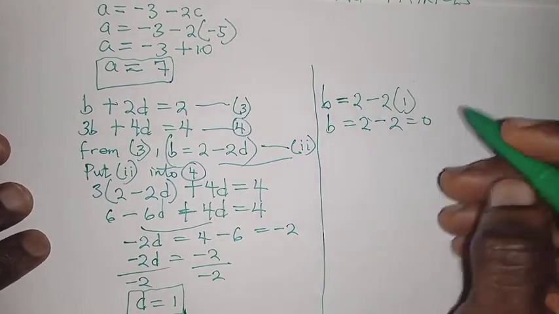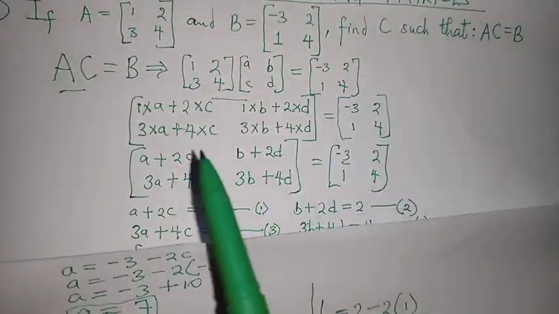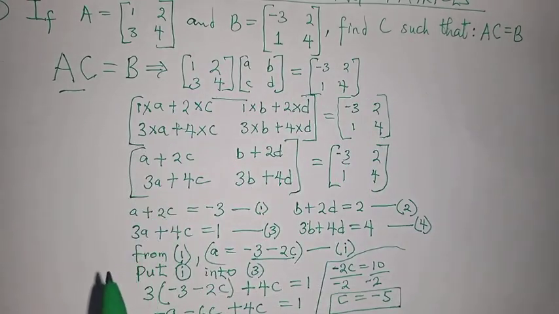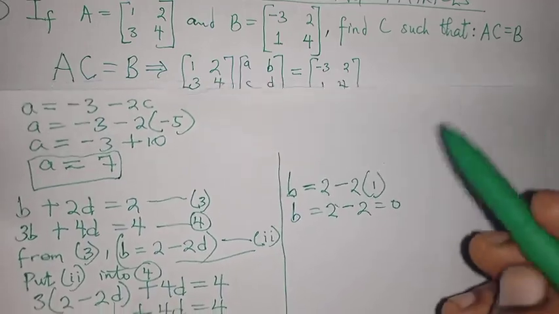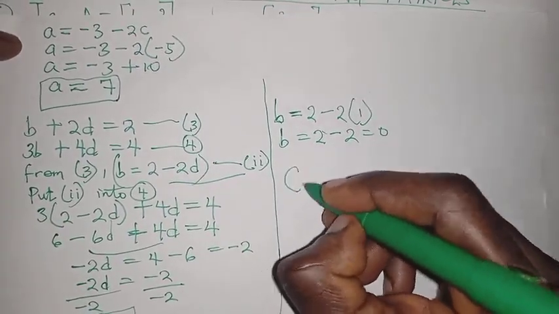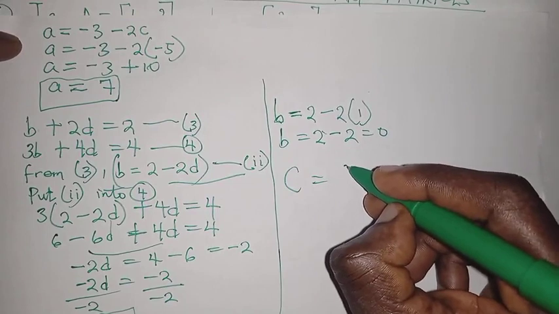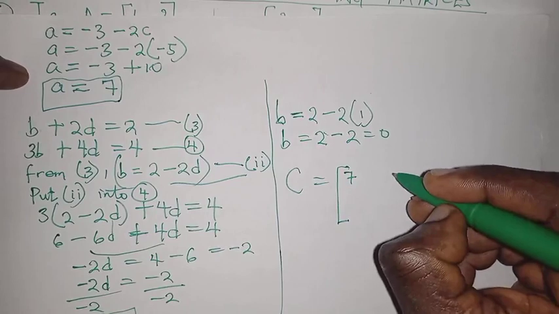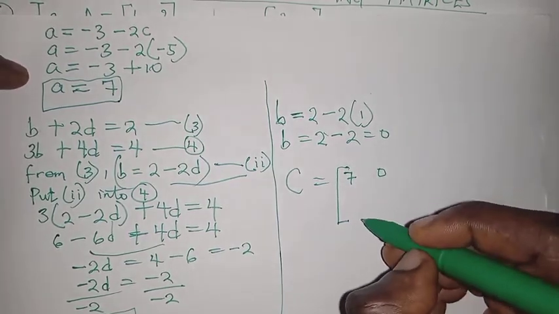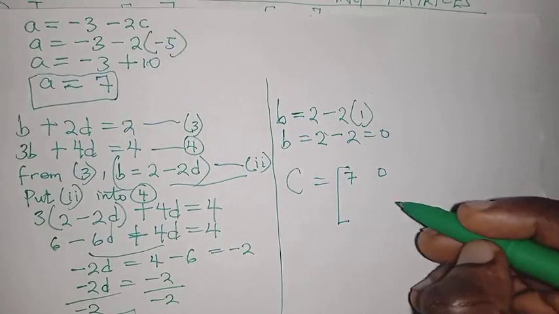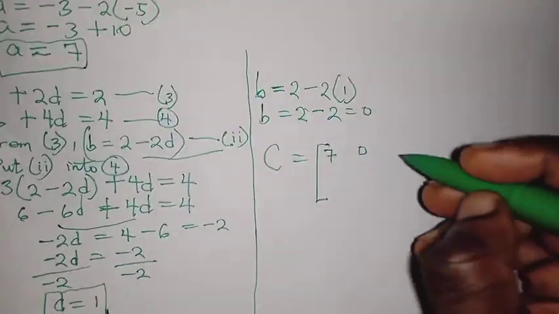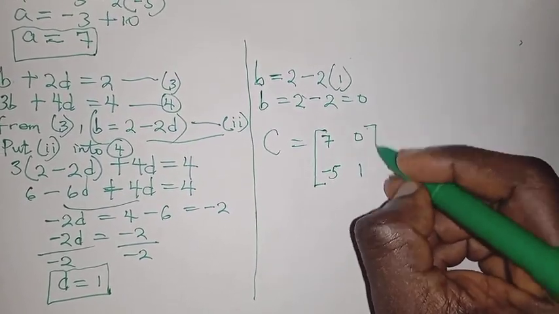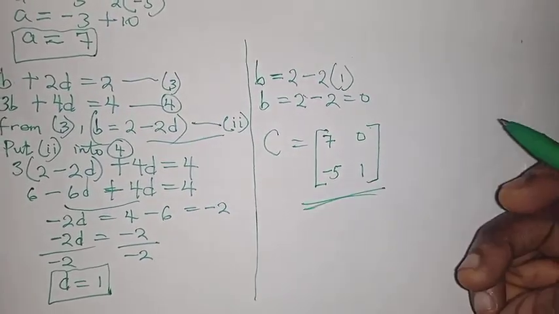So remember, the question says we should find C such that A multiplied by C gives us that. So the matrix C is simply giving us A, we got A to be 7, B, we got B to be 0, C, we got C to be, what's our C? C minus 5, and then we got D to be 1. So this is the matrix, and this is our final answer.